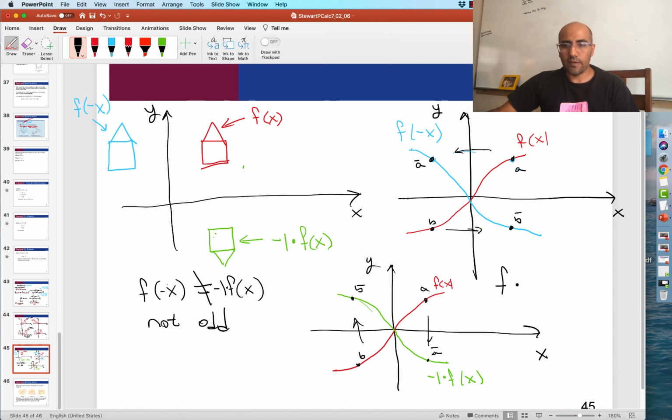Okay, so f of -x equals -1 times f of x. So that's how we know that they're odd, right, from the graphs.